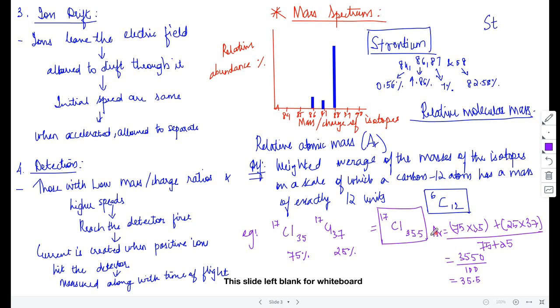This is a simple method. Now we are going to use the same formula and apply it to strontium, where we have different percentages, and find one particular relative atomic mass. Have you finished writing it down? Shall I move on to the next slide? Yeah, that's okay.